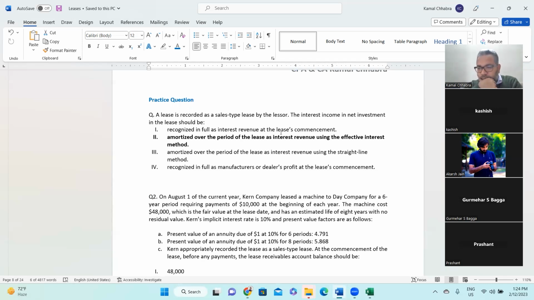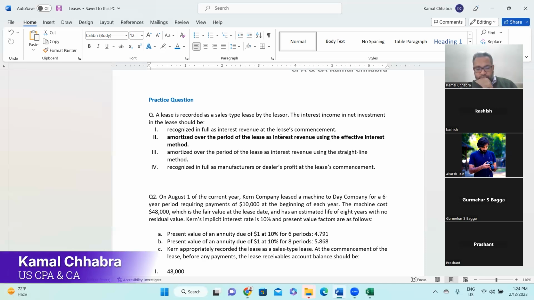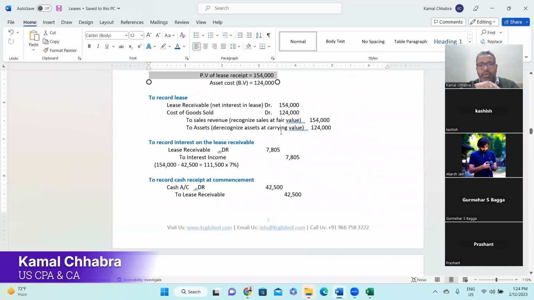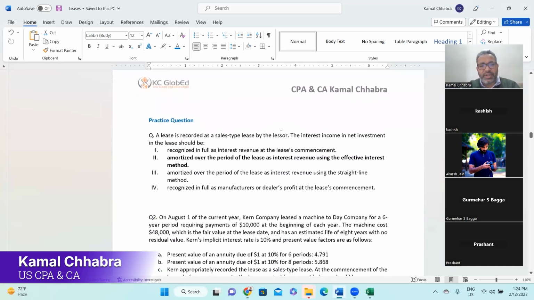Sir, it is the second, we were just doing that. We are using the present value and basically amortizing it, treating it as interest. Same as what we saw here, 7805. Right. So every year we'll keep on adding based on the base available of the receivable. So it will not be a straight line. That's the reason the third option is wrong, and it is not a profit, it's your interest income.